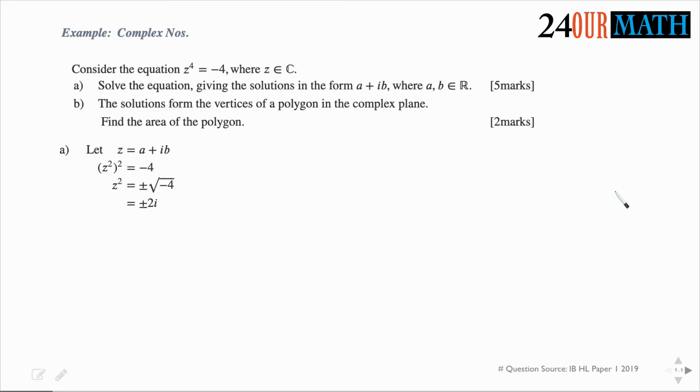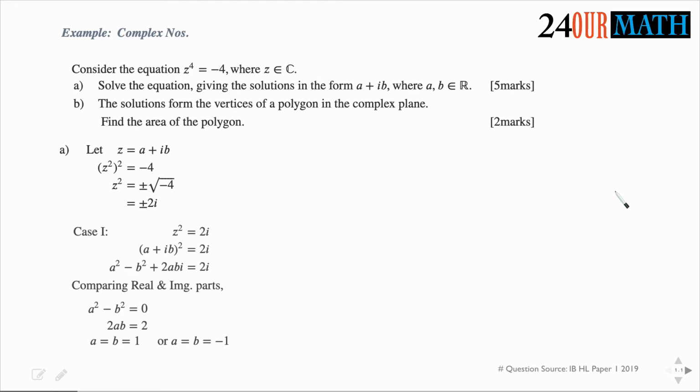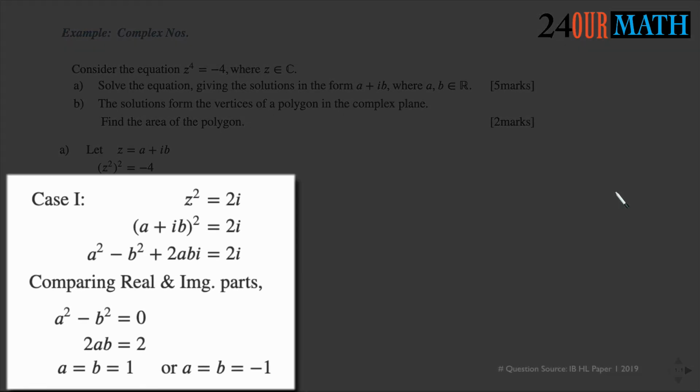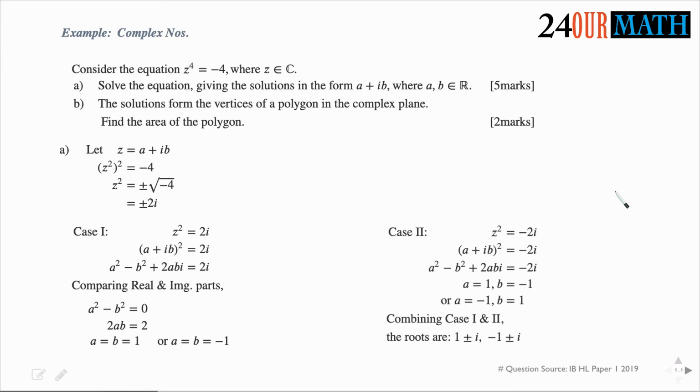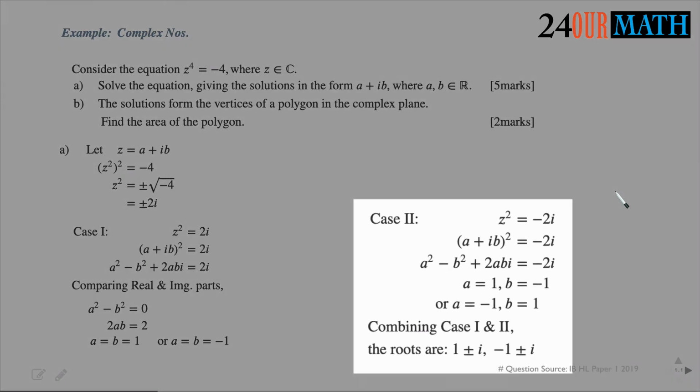One is to expand the square of a plus ib and compare the real and imaginary parts. Case 1 is to consider positive 2i only, and by comparing real and imaginary parts, we get a squared minus b squared equals 0 and 2ab equals 2. After solving these two equations, we have a equals b equals 1 or a equals b equals negative 1. Now, case 2 is to consider negative 2i only.